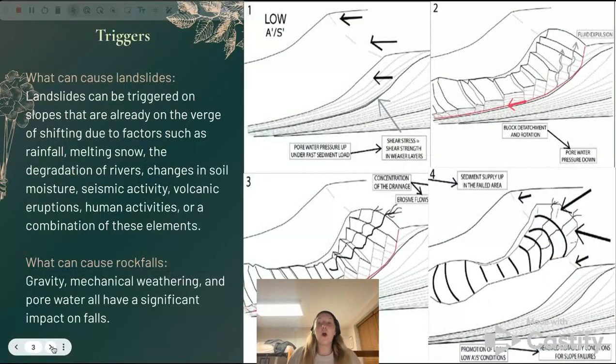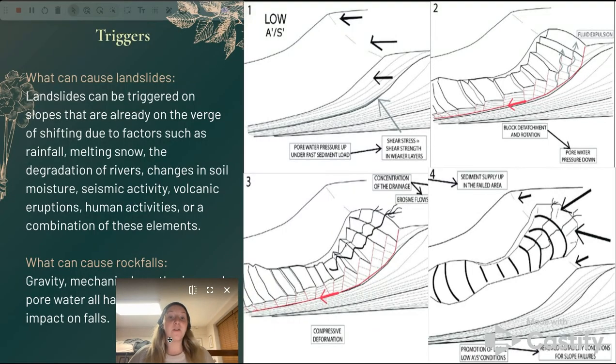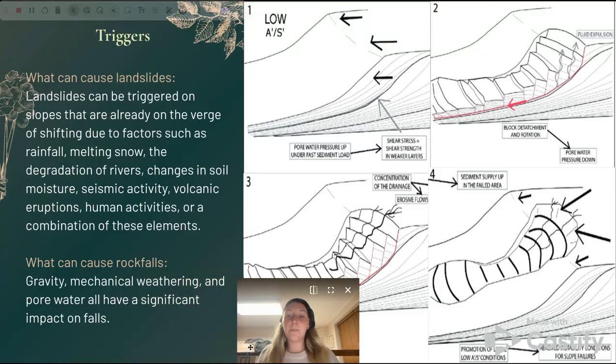So what are some triggers? Landslides can be triggered on slopes that are already on the verge of shifting due to factors such as rainfall, melting snow, the degradation of rivers, changes in soil moisture, seismic activity, volcanic eruptions, and even human activities. A combination of these elements could also be a factor. For rockfalls, gravity, mechanical weathering, and pore water are all significant impacts. And over here, I just have a diagram of 4 different steps that go into the water and the more moisture, which can cause some of these to happen.